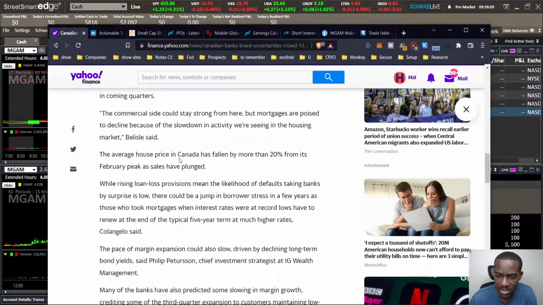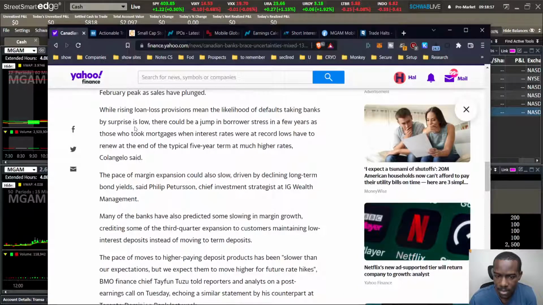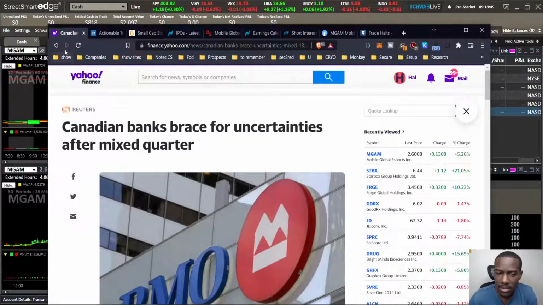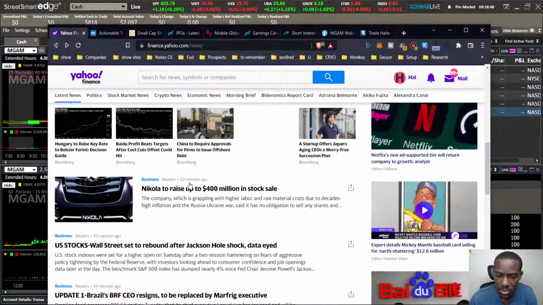Okay, Canadian banks. The average house price in Canada has fallen by more than 20% from its February peak as sales have plunged. While rising loan loss provisions mean the likelihood of defaults taking banks by surprise is low, there could be a jump in borrower stress in a few years as those who took mortgages when interest rates were at record lows have to renew at the end of the typical 5-year term at much higher rates. Okay. Well, that's Canadian banks having some issues.